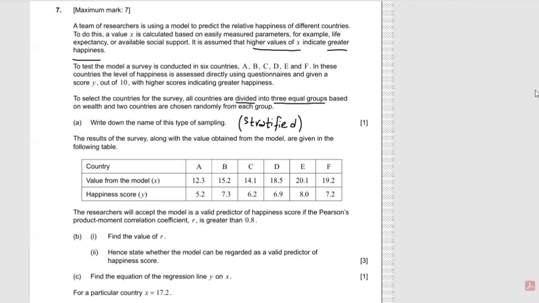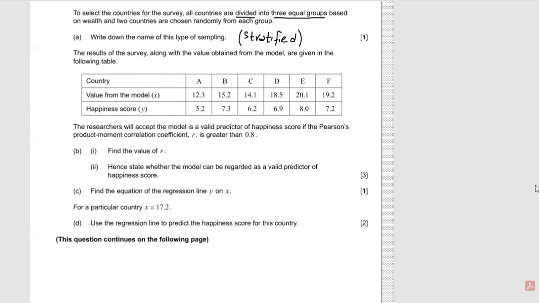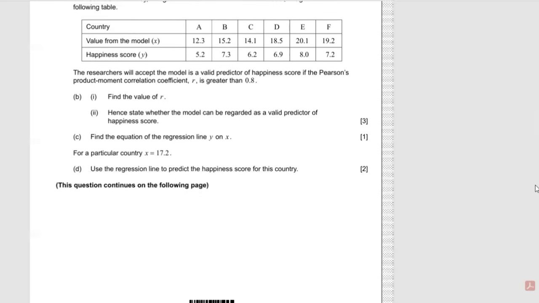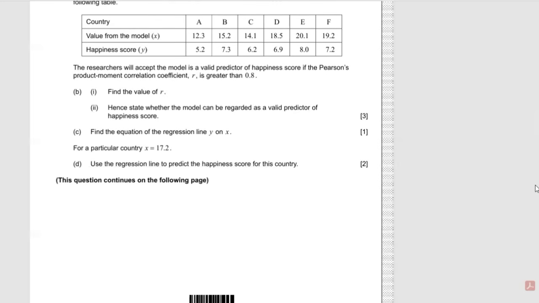The result of the survey along with the values obtained from the model are given in the following table. Countries are given, the value of the model X is already given, the happiness score is already given. The researchers will accept the model as a valid predictor of happiness score if the Pearson product moment correlation coefficient R is greater than 0.8. So B1 is find the value of R. Let's go. So how do we do this?